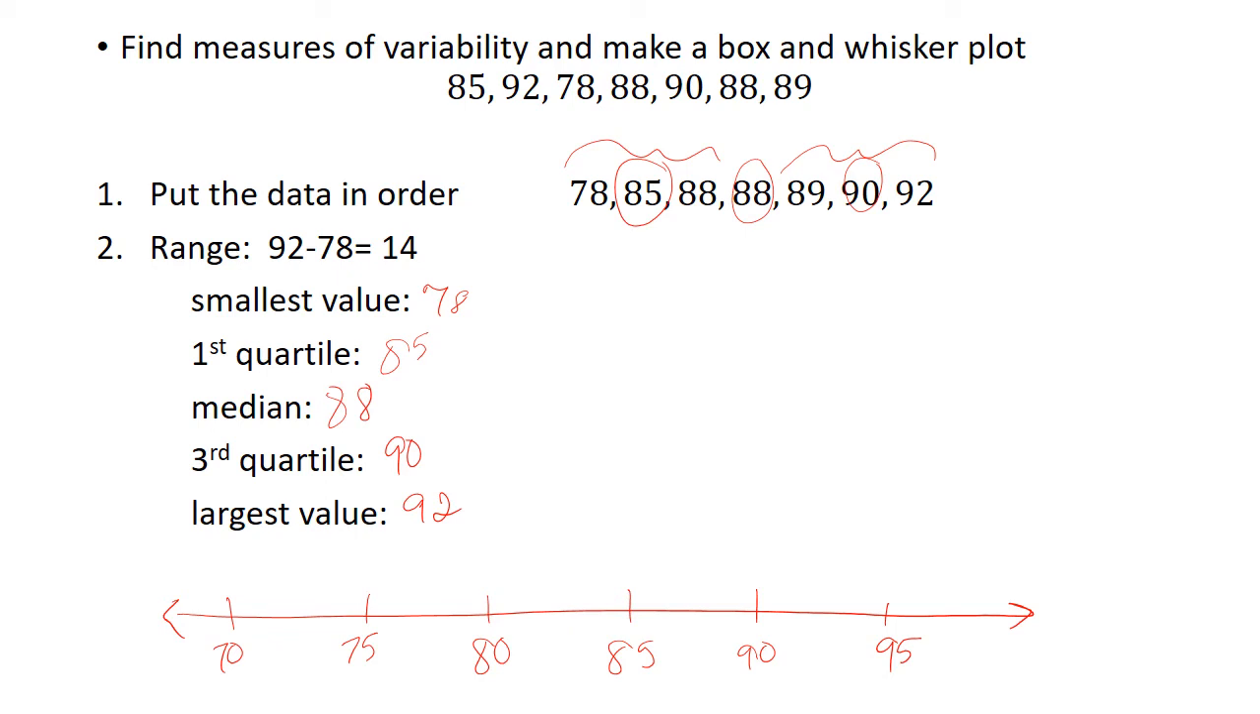So 78 is going to be right about here. 85 is here. 88 is about right here. 90 and 92. So I go from my first quartile and my third quartile, and I'm going to make a box through them. Well, that's not a good line. With a line through my median, and then connect the dots here to make our whiskers, and there we go.